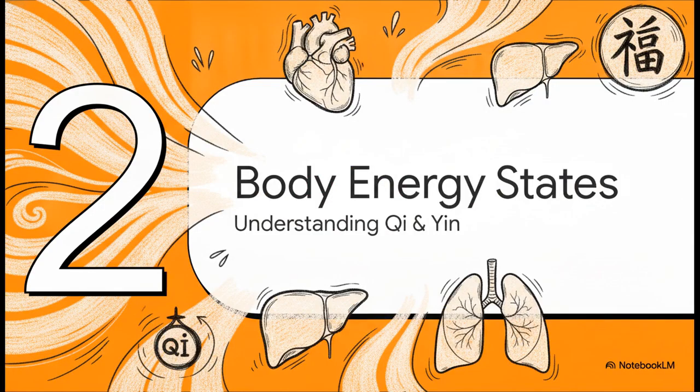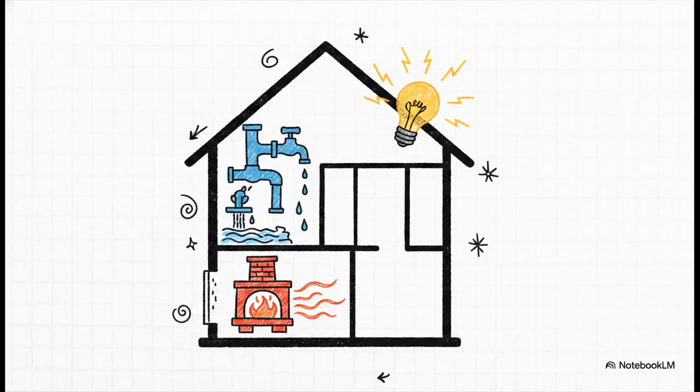Moving on to section 2, let's talk about body energy states, specifically understanding qi and yin. Now, before we look at specific organs in the clinic, we absolutely have to get a grip on the core energies that power them. And I know, when you're explaining these concepts to clients, the terminology can feel, well, a little abstract. So the trick is to make it tangible. I want you to literally imagine your client's body is a house. This analogy is a total game changer because it makes these abstract energy concepts incredibly vivid and sticky, both for you and your practice and for your patients.